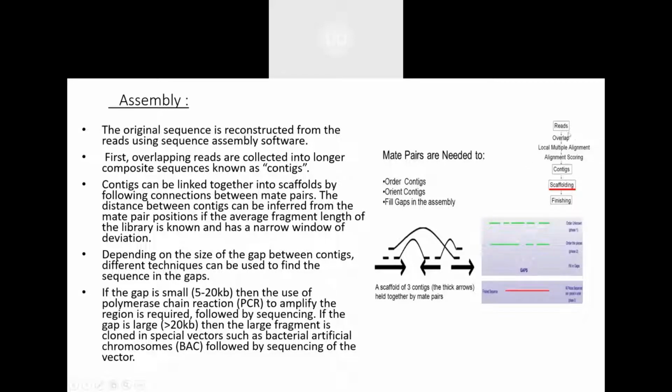Now, as we can see in the top part of this diagram, it's briefly telling that we get reads, then we have overlapping sequences, then we go for local multiple alignment, alignment scoring, then we go for contigs. The contigs together give rise to scaffolding, and scaffolding will again give rise to finishing. That is, we come to know the sequences that we wanted to know of the genome.